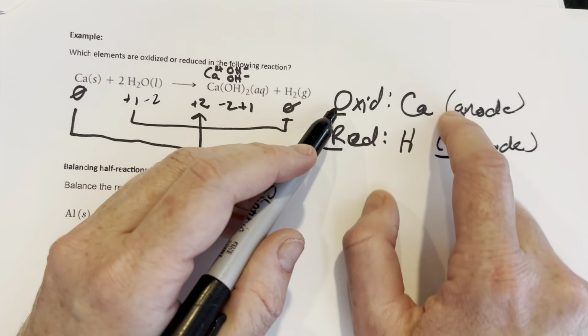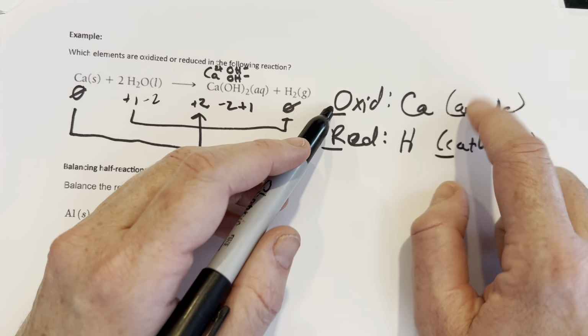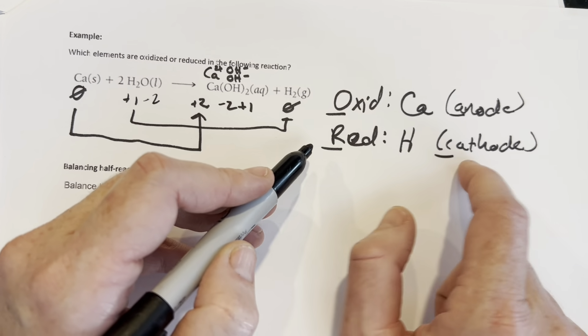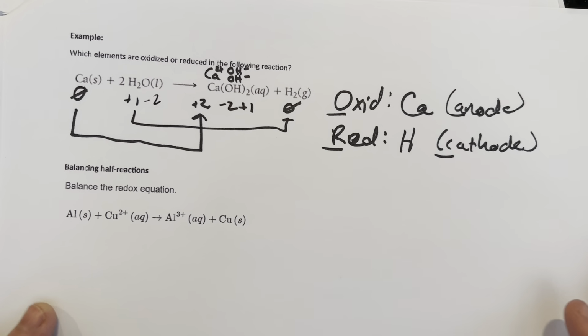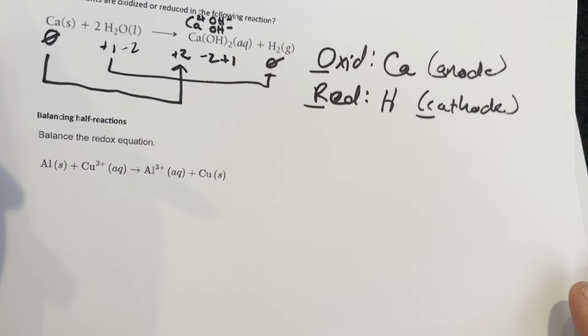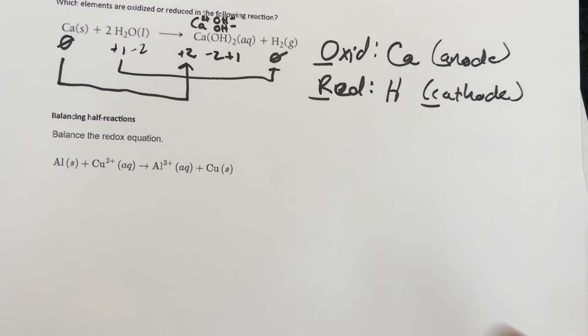Notice that the vowels stick together: anode and oxidation, and here the consonants stick together. And that's kind of how I remember them. All right, so this will come up in later chapters though. All right, let's learn to balance half reactions. I'm gonna go get some more paper.